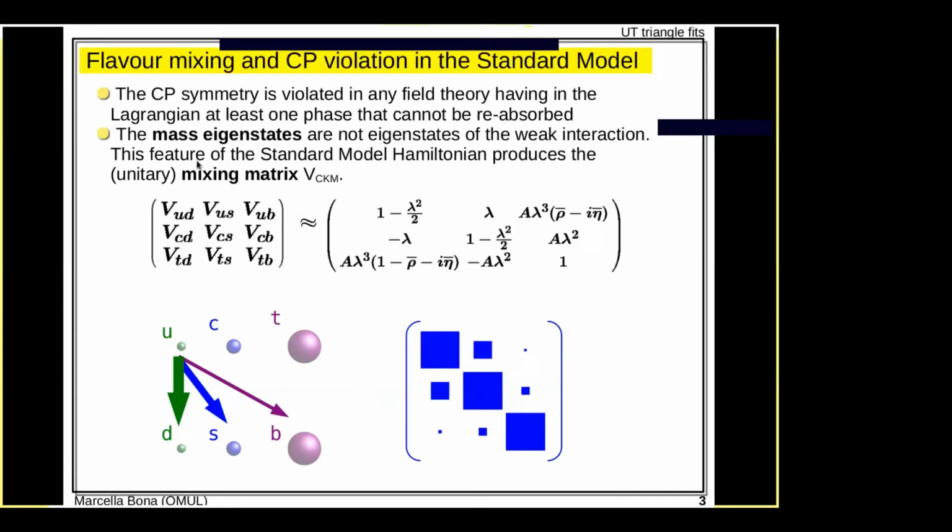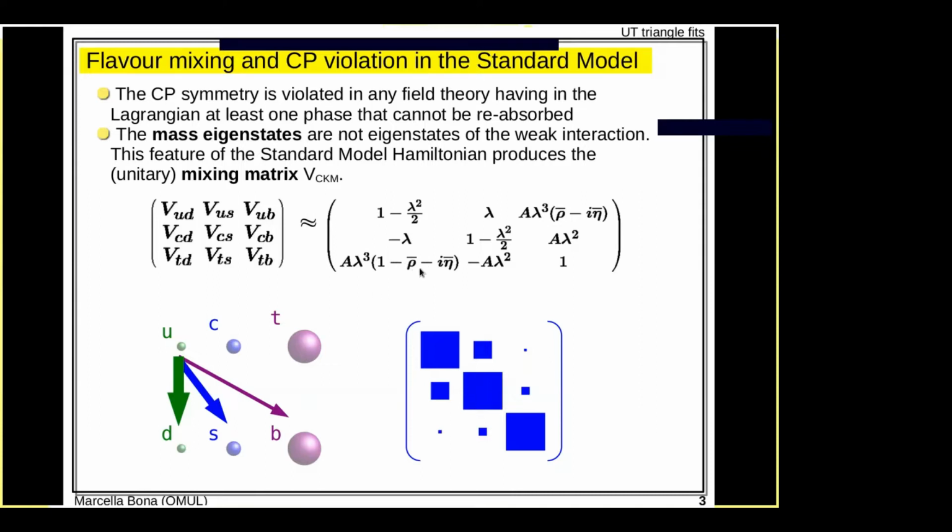In the standard model, the mass eigenstates are not eigenstates of the weak interaction. And so we use this mixing matrix, the CKM matrix, which is by definition unitary, to represent this mixing of the quarks. This is the famous parameterization of the mixing matrix. It's based on the Wolfenstein parameterization. It's actually the Buras version.